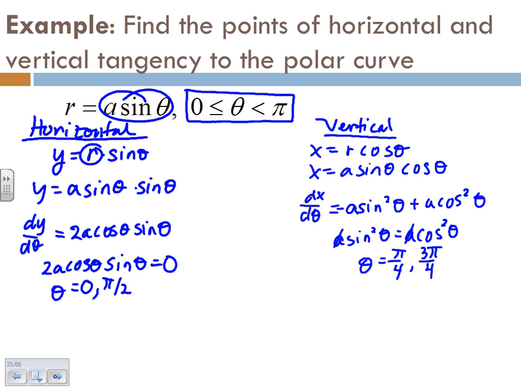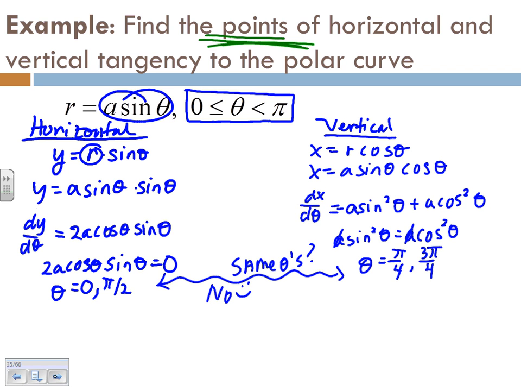So, we need to check. Are any of these the same? They're not. So we can include them all. If we did have the same, we'd have to throw them out. They would not be included. Alright, so now that we've got that, it asked me to find the points.